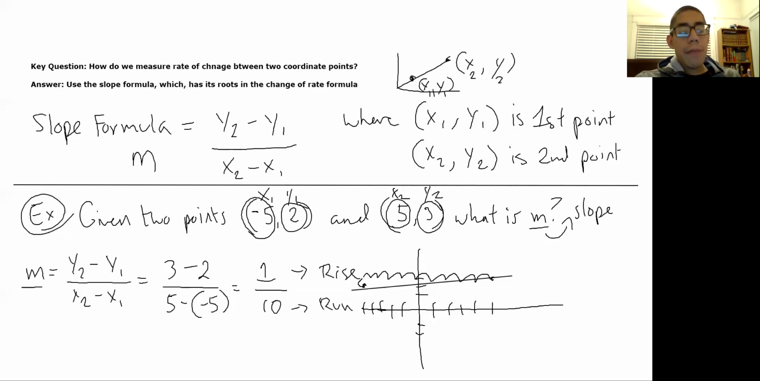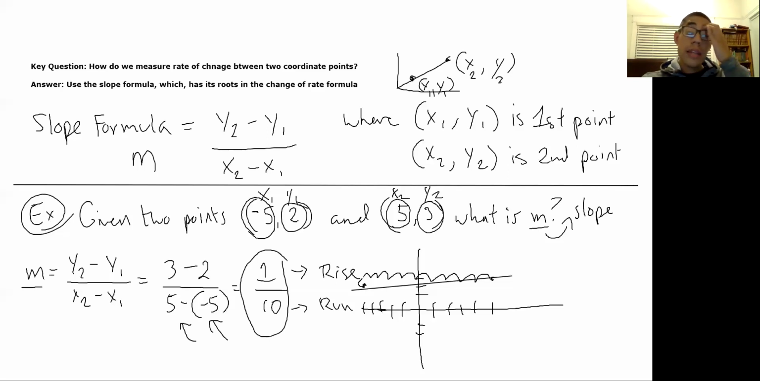Therefore, this original minus sign is part of the equation, but this minus sign is part of the coordinate point, right? So there are two subtraction signs next to each other. And if there are two subtraction signs next to each other, they become positive, right? So really what's going on is 3 minus 2 is equal to 1 over, and then 5 plus 5 is equal to 10. My slope is 1 over 10.